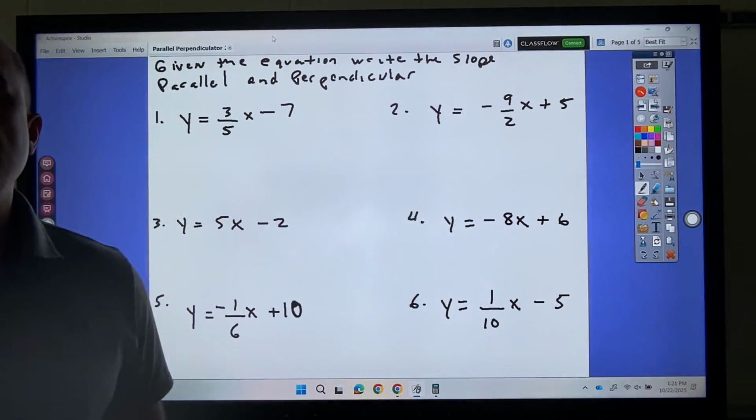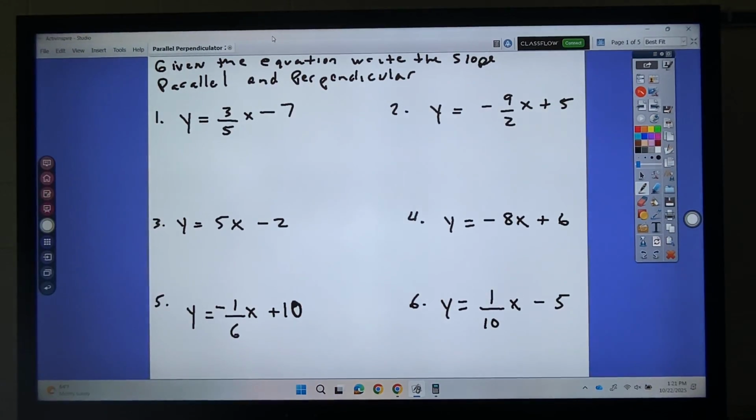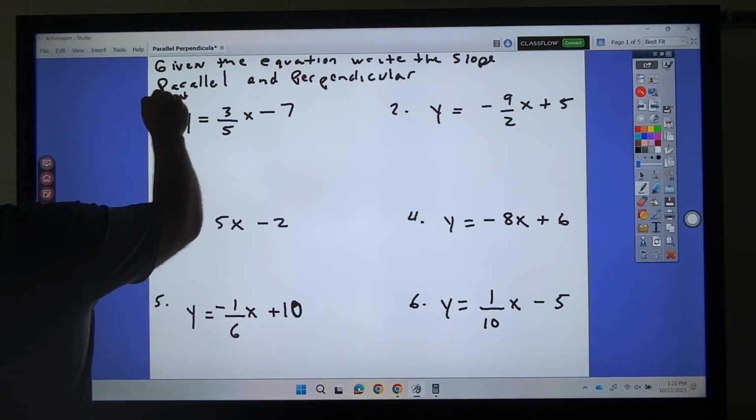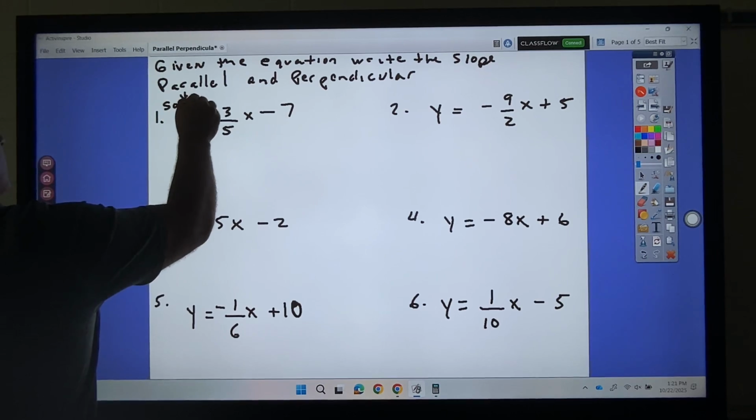Okay, this is going to be a video on Algebra 1 for 2025 on parallel and perpendicular lines. It says, given the equation, write the slope parallel and perpendicular. Now, here is the concept. Parallel means same slope.